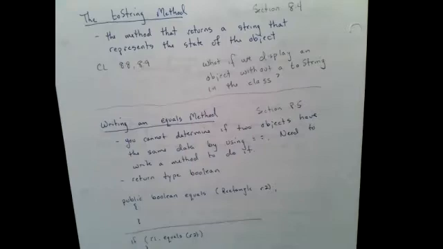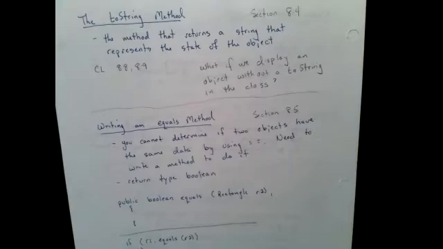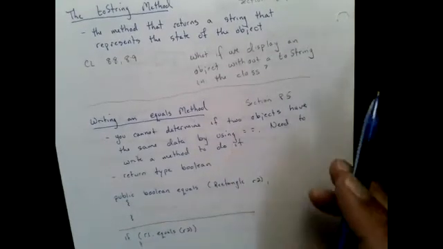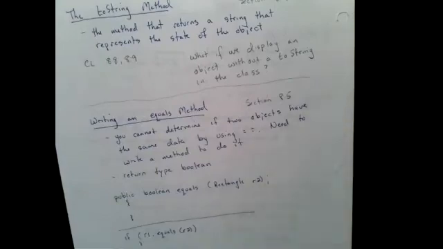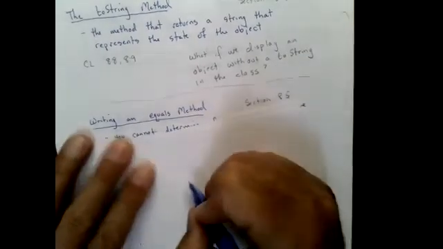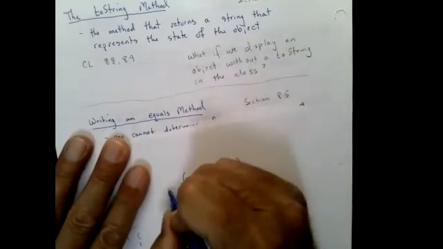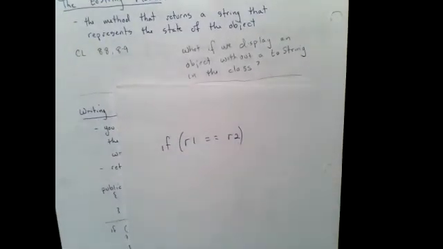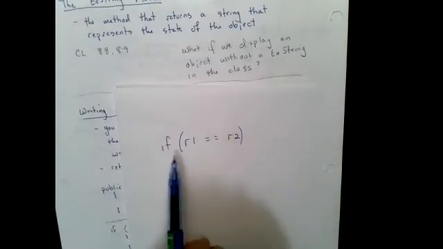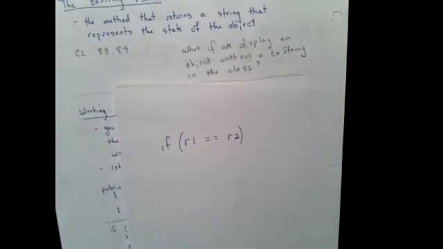Okay, the next thing, as you can see, this is section 8.5. And I want to know, is it possible to see if one object is equal to another? So if R1 is an object out of the Rectangle class, R2 is out of the Rectangle class, can I say if R1 equals R2? Can I say that?